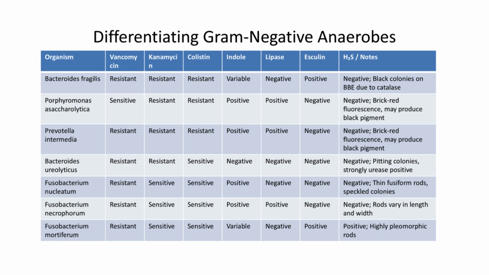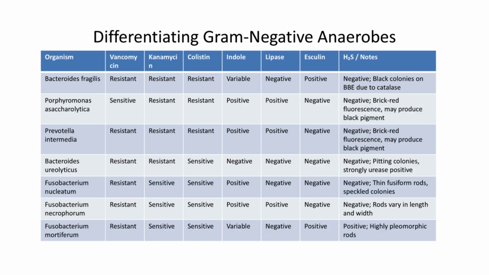Bacteroides ureolyticus is resistant to vancomycin, resistant to kanamycin, and sensitive to colistin. It is indole negative, lipase negative, esculin negative, and hydrogen sulfide negative. On plates, it shows pitting colonies and is strongly urease positive. Fusobacterium nucleatum is resistant to vancomycin, sensitive to kanamycin, and sensitive to colistin. It is indole positive, lipase negative, esculin negative, and hydrogen sulfide negative. Microscopically, it appears as thin fusiform rods with speckled colonies.